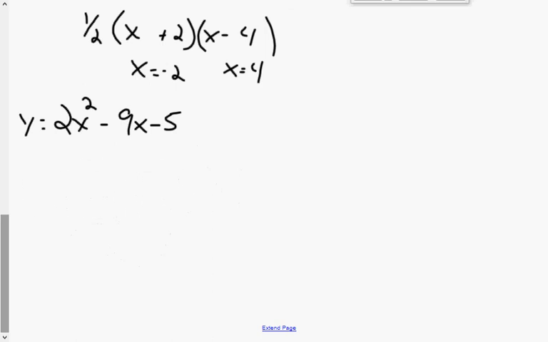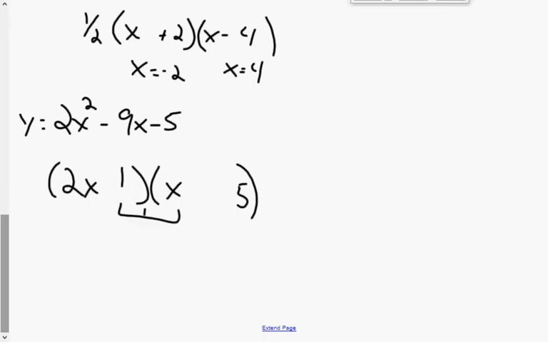It's easier. All right, so let's try it again. 2x and x. Now I'm going to put the 5 over here, and I'm going to put the 1 over here. So now let's combine the middle terms. 1x, the outside terms. 10x. I can give you 9x.